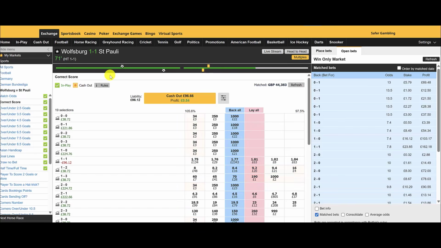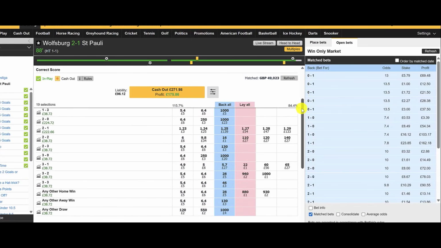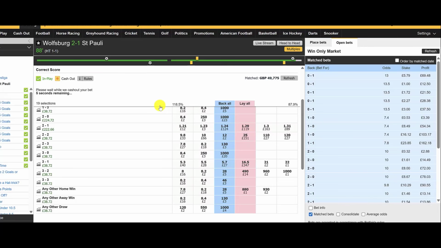It's Wolfsburg 1, St Pauli 1. We would like a goal. Let's see what happens. 88 minutes on the clock. We've got the goal. Wolfsburg have just taken the lead. That now puts us on that 2-1 with the 2-2-2. It would now be time to exit and collect the profits.